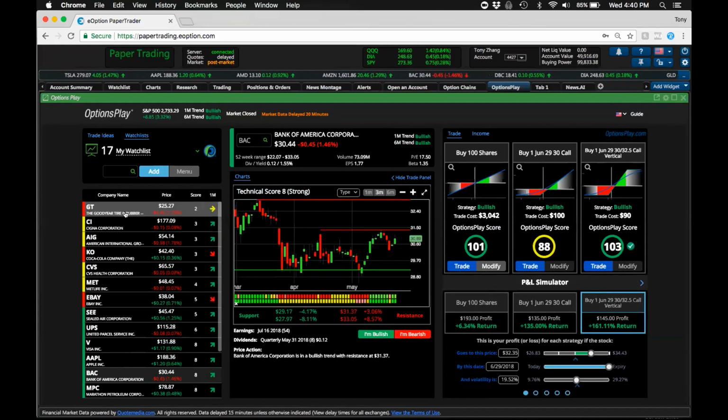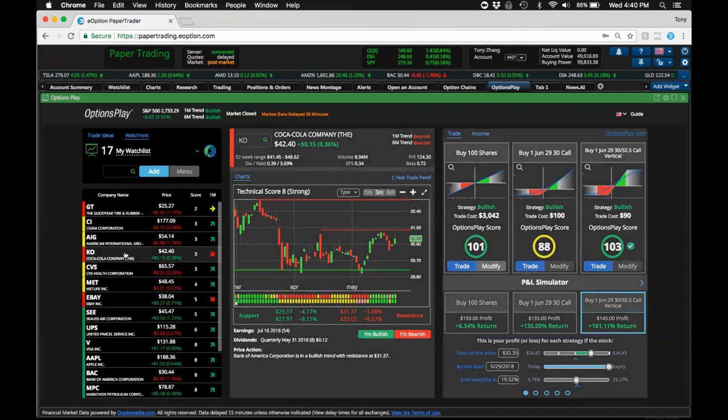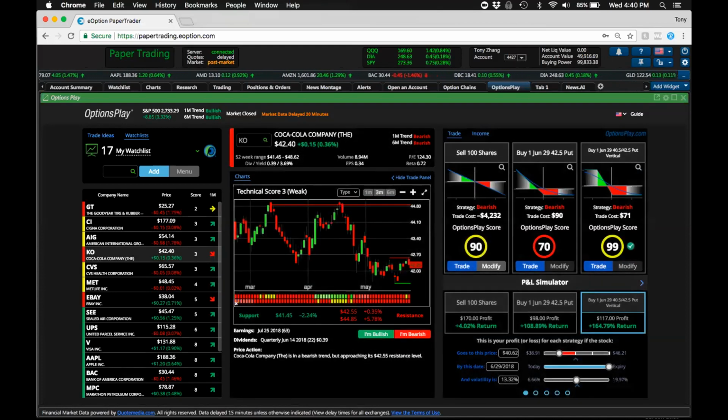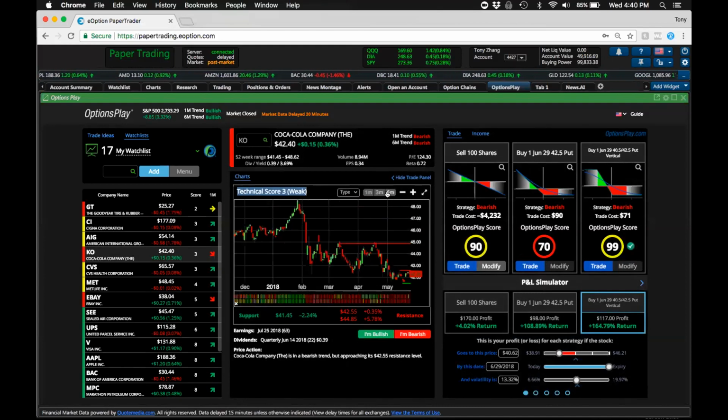Conversely, if I'm looking at the other end of the spectrum, let's take a look at Coca-Cola. As you can see on Coca-Cola, I got a technical score of 3. That means this is a stock that's underperforming the market. So if you pull up a historical chart, as you can see, the stock has been nothing but going down since the beginning of the year. That's why it's got a technical score of 3.